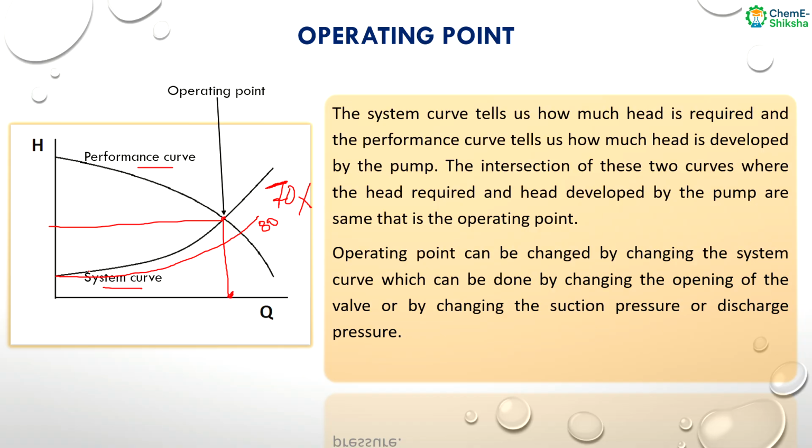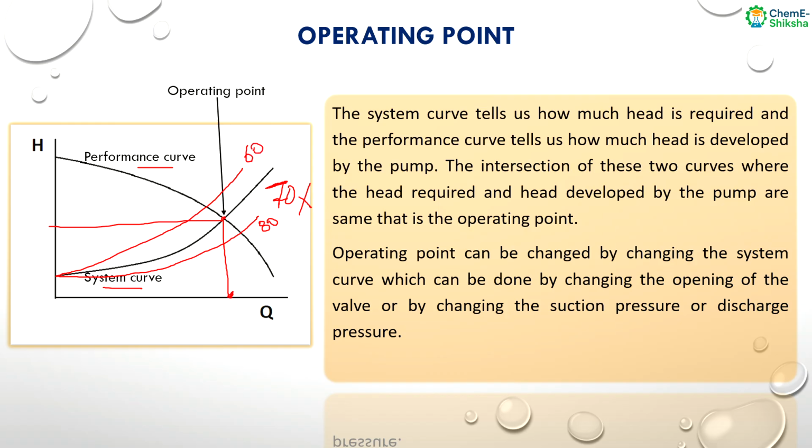Similarly, from the same concept, if we change the valve opening from 70% to 60%, that means we are throttling the valve, closing the valve a little bit. At that point the pressure loss or head loss across the control valve will increase. As the head loss increases, the head requirement in the system also increases. So now the system curve will move from this to this, let's say. So this is, let's say, for 60% valve opening.